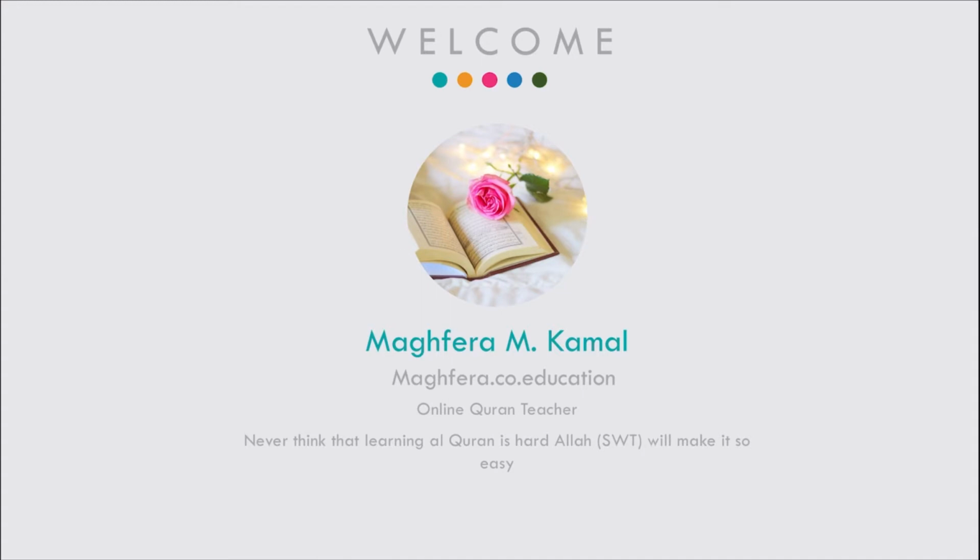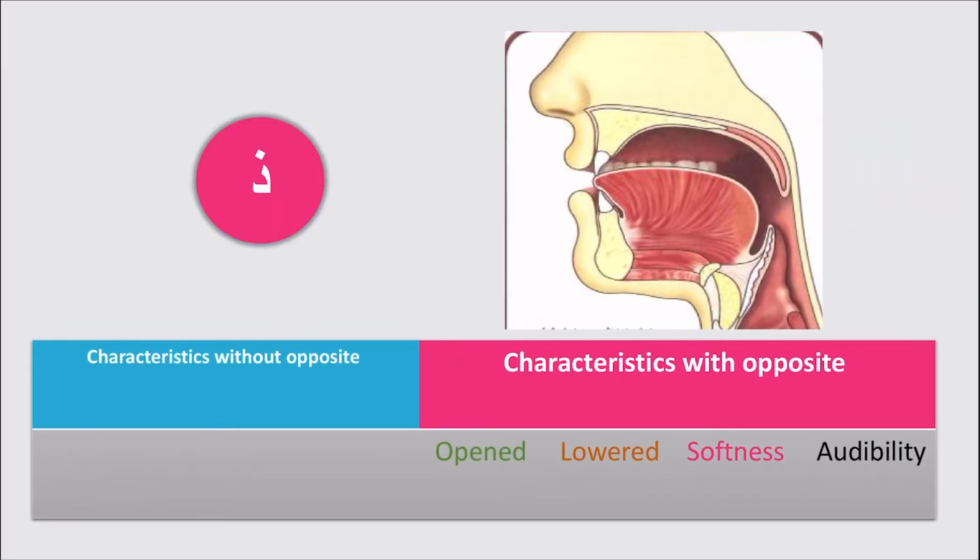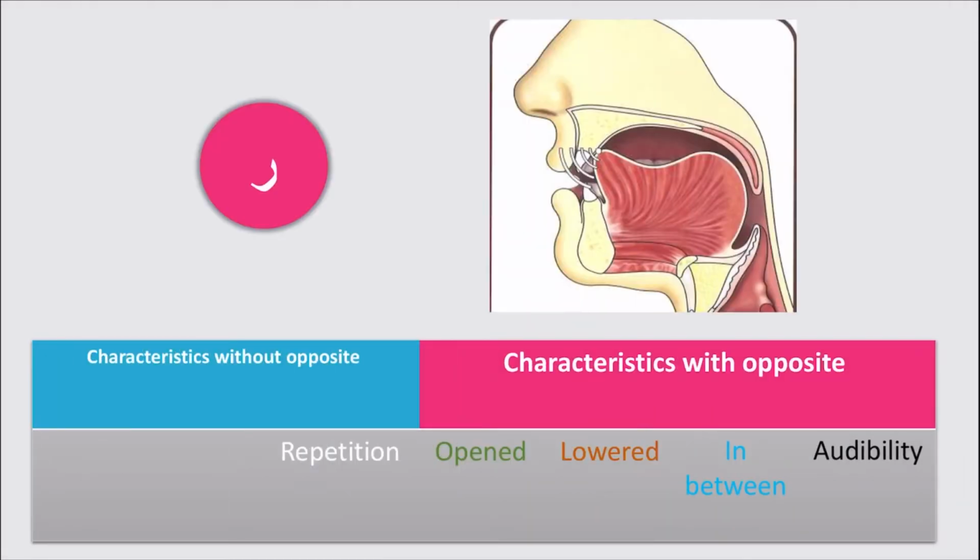And today inshallah we're going to continue the last lesson, which is about the summary of the Arabic letters, about their articulation points and their characteristics. So let's see it. Okay, the last lesson we did until letter Dhal, so let's move now to the new letter, which is letter Ra.